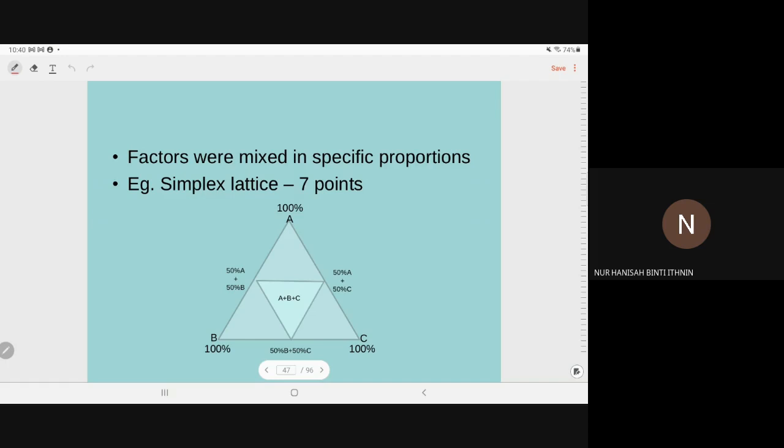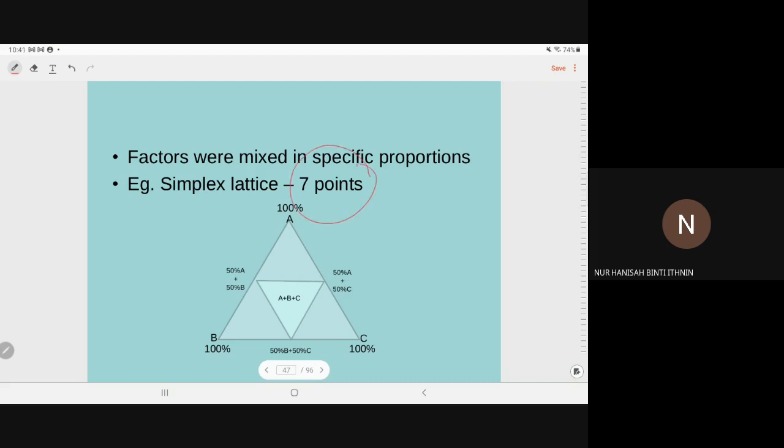So what about the design of experiment? For a mixture design, the design of experiment is more rigid and also more specific. The most common are the simplex lattice and the simplex centroid design of experiment. So let's take a look at the simplex lattice first. Basically, the simplex lattice consists of 7 points.